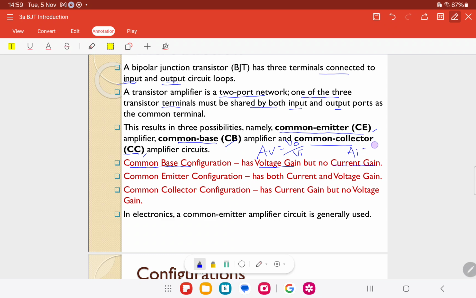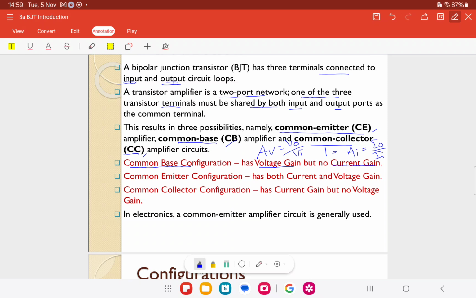For AI, it is I out over I in. So for common base, the voltage gain has a value, meaning it can amplify or it can become smaller. But there is no current gain. When there is no current gain, it is not 0, but it equals 1, or unity. It means there is no factor. It does not get smaller or bigger, so it stays the same.